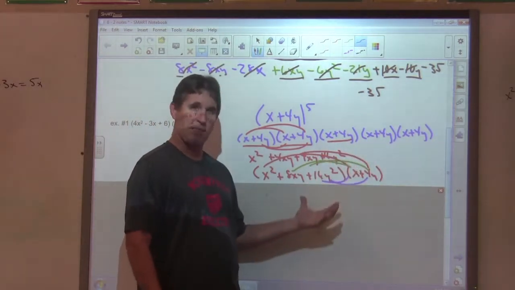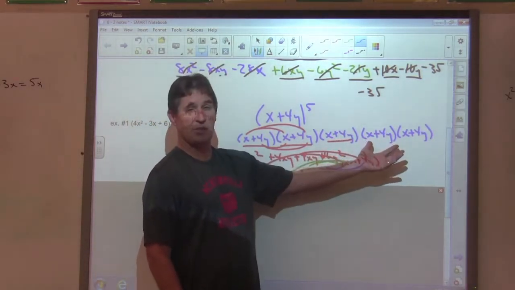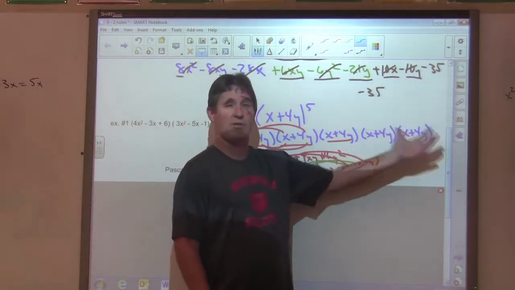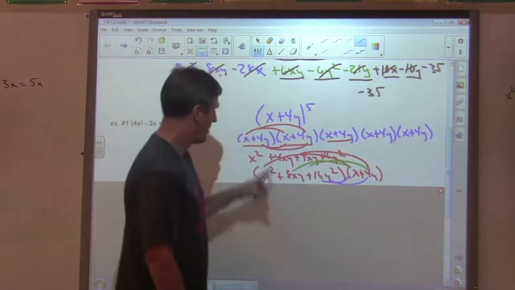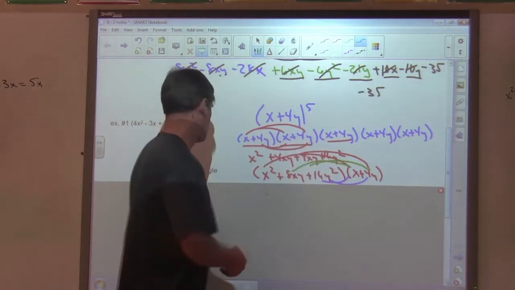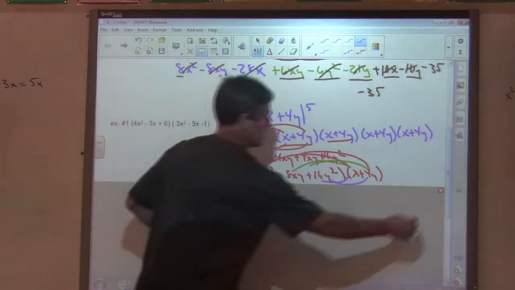Multiply that, combine my like terms, and then do it times the next one. Get that answer, simplify it, and then multiply it by the last one, simplify it to get the answer. You can see that would be quite a process to go through. So another way to do it is to use what's called Pascal's triangle.